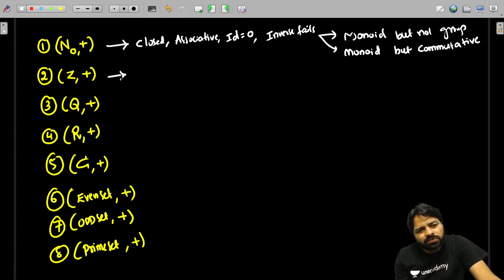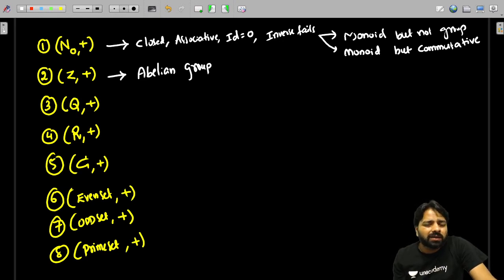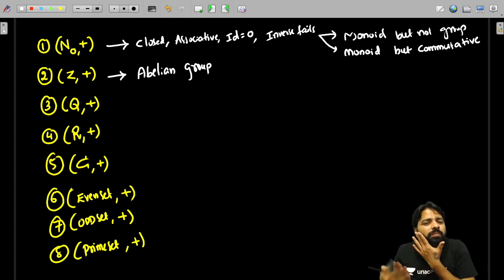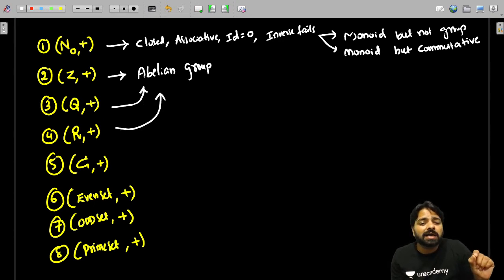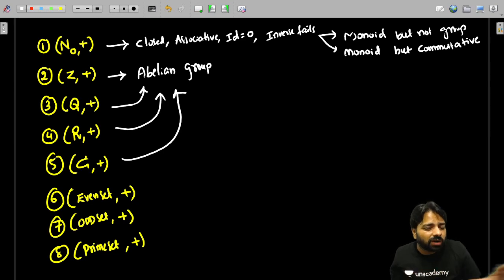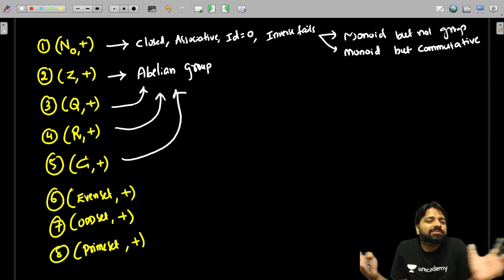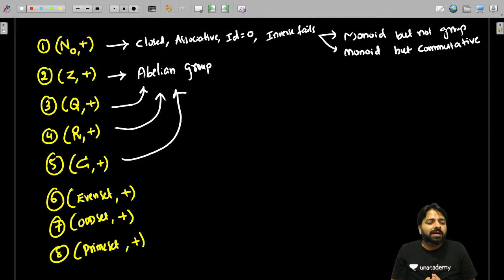And this one, now inverse exists and it is also commutative, so it is now an abelian group. In the exam they may say monoid, yes, it is a monoid, it is also a semigroup, it is also a group, everything is satisfied. Q plus is obviously an abelian group. When Z plus is abelian, so are Q plus, R plus, C plus, no confusion at all. Only N plus was not an abelian group. Clear? So 3, 4, 5 you can answer very easily.